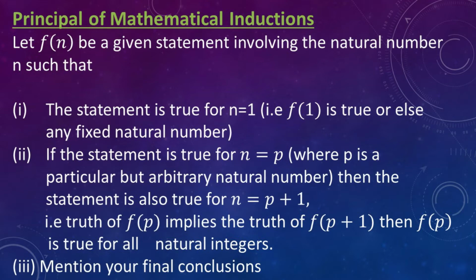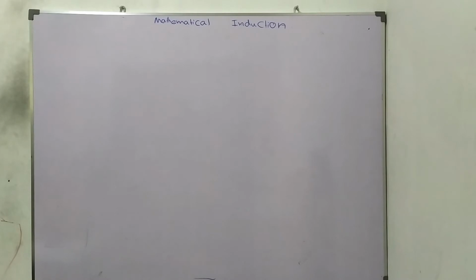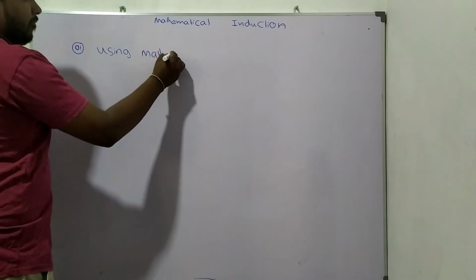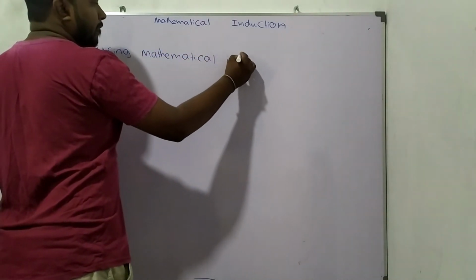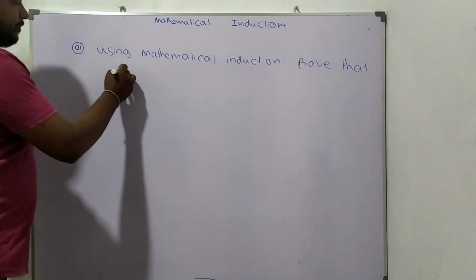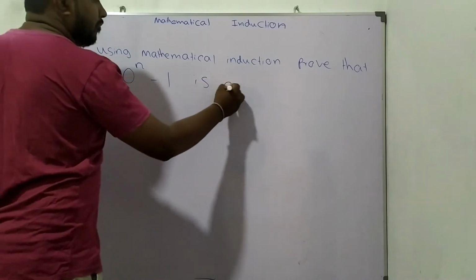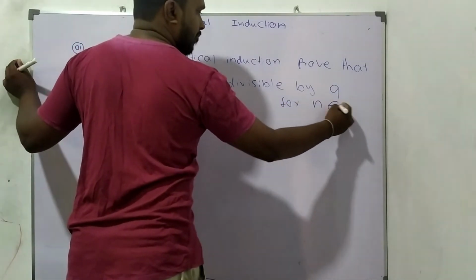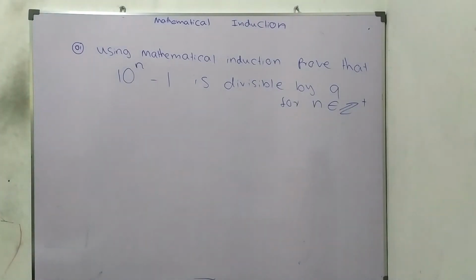Okay, let's look at an example in mathematical induction. First, I'm going to discuss the first type, the divisibility cases using mathematical induction. Now you can see the screen, question number one, divisibility cases. Using mathematical induction, prove that 10 to the power n minus 1 is divisible by 9. Here n is a positive integer, right?